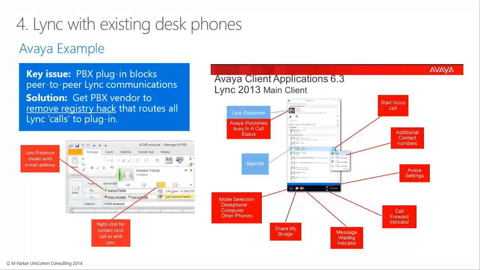This is really important. IBM SameTime does the same thing, or IBM Connections now. They have a menu here, and this menu lets you choose how to make the call. And I'll come back to that in a minute. Avaya settings down here, this is your settings option, your options, call forwarding indicator, message waiting, bridge sharing, you don't have to turn that on.